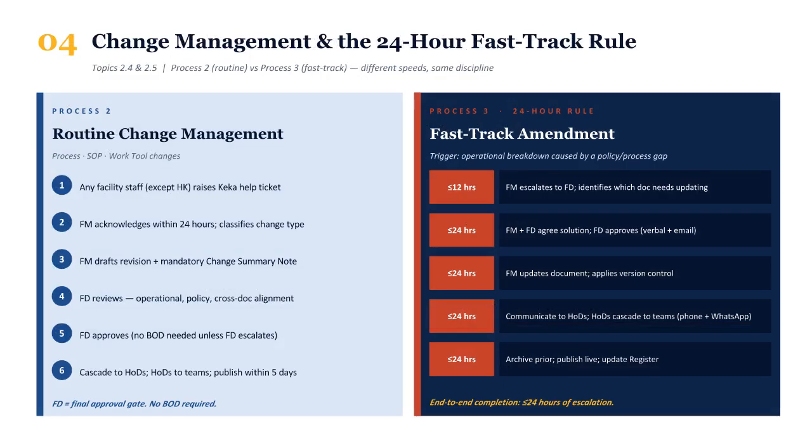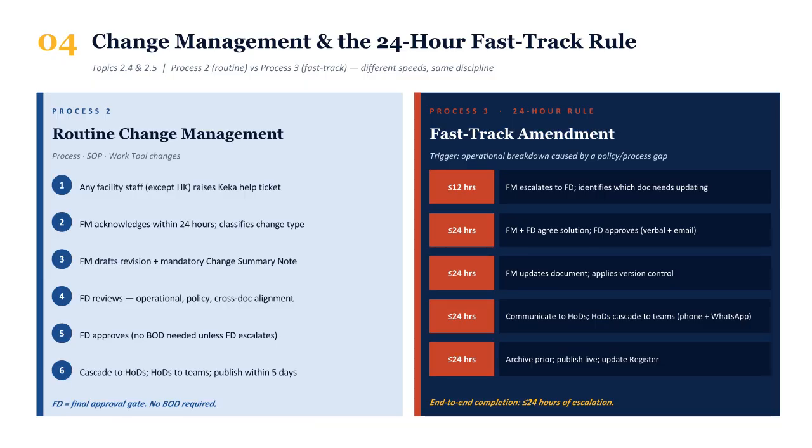Process 2 is routine change management. Any facility staff member, except housekeeping, can raise a KRA help ticket when they spot an issue with a process, an SOP, or a work tool. The FM acknowledges within 24 hours, classifies the change, drafts a revision with a mandatory change summary note, and submits to the FD.